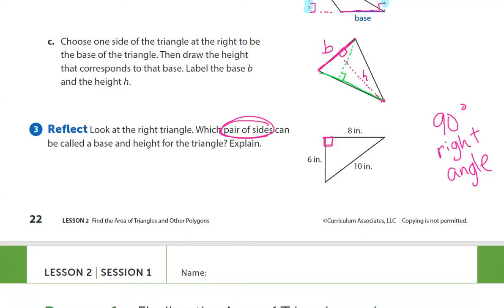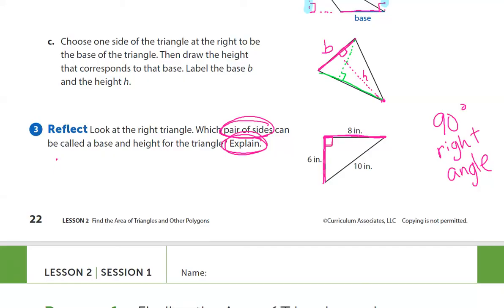So since it's a right triangle, if you look here, you could do this is a base and this is a height, or this is the base and this is the height. Doesn't matter, does it? It's going to give you the same answer. And it says to explain that, so let's think how we explain it. The sides that form the right angle can be the base and the height because they are perpendicular.